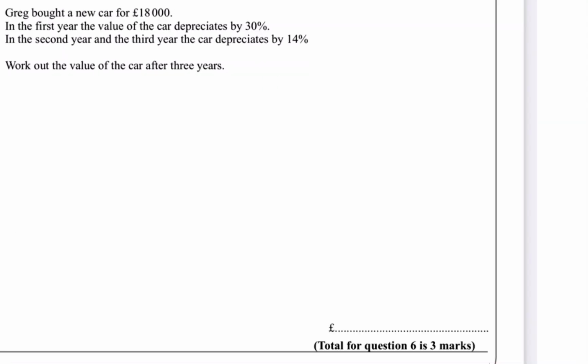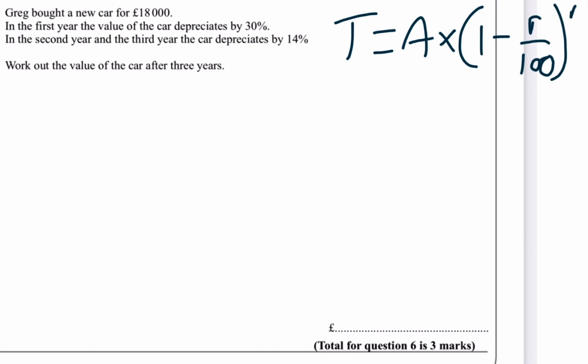Similarly with this question, I always write the formula out. So T equals amount times 1 take away R over 100 to the power of n. The reason why I'm just sticking with minus is because both parts have got the words depreciate. So there's no actual increase in this. In order for us to do that, please be careful with this. It says Greg bought a new car for £18,000. In the first year, the value depreciates by 30%.